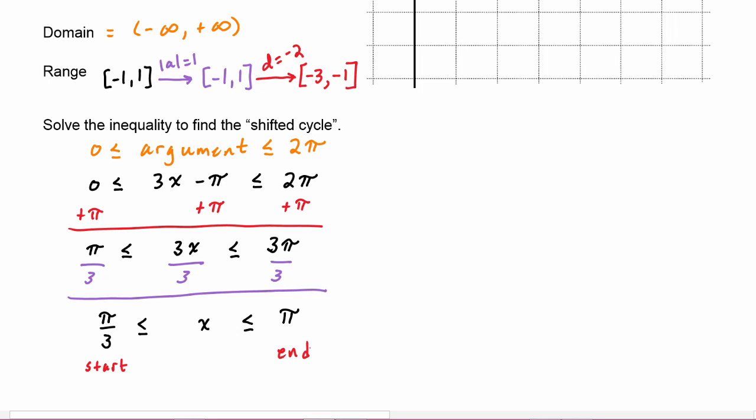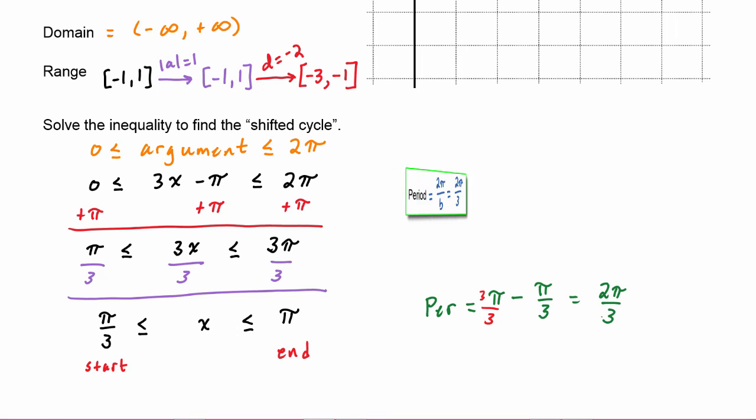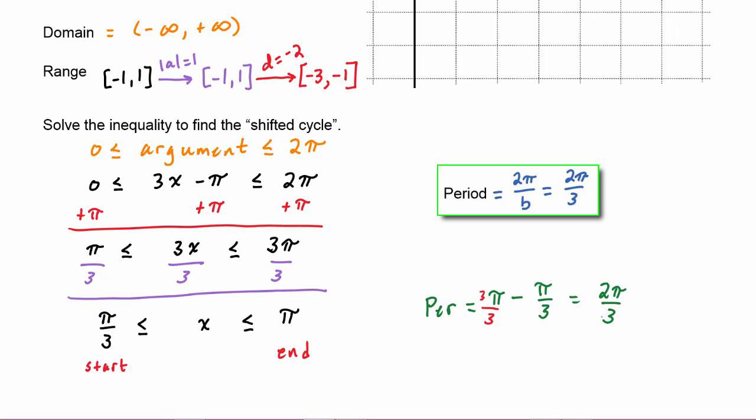And we've learned that this is a good time to take the opportunity to check to see if this agrees with the period that we found earlier. So if we subtract the start from the end, we have pi minus pi over 3. And of course, this is 3 pi over 3. So when we subtract those, we get 2 pi over 3, which agrees with what we evaluated the period to be earlier.